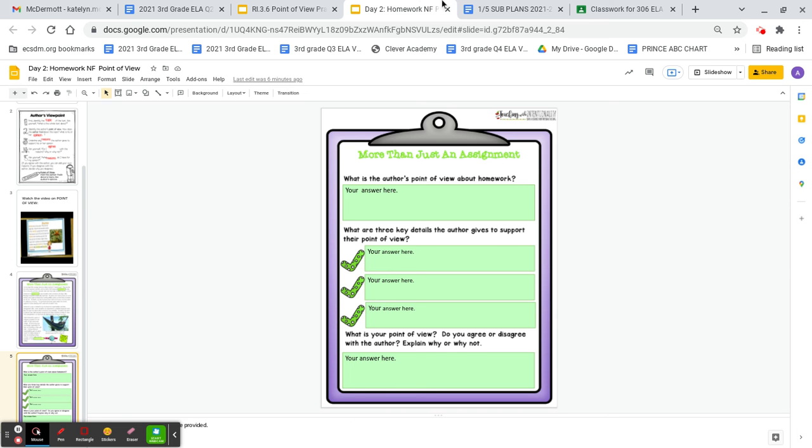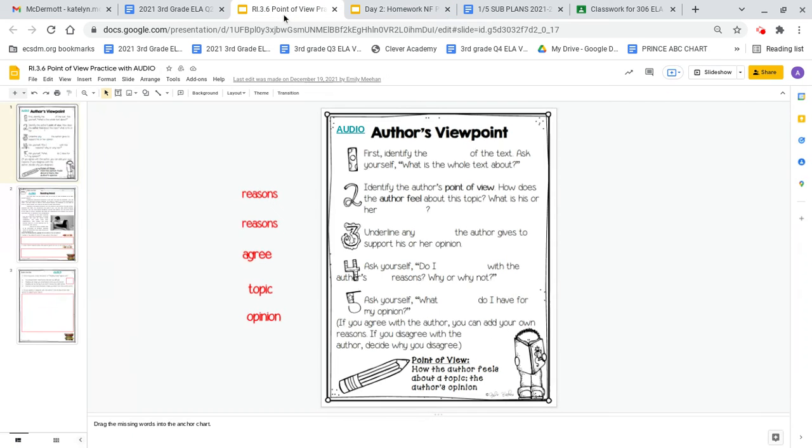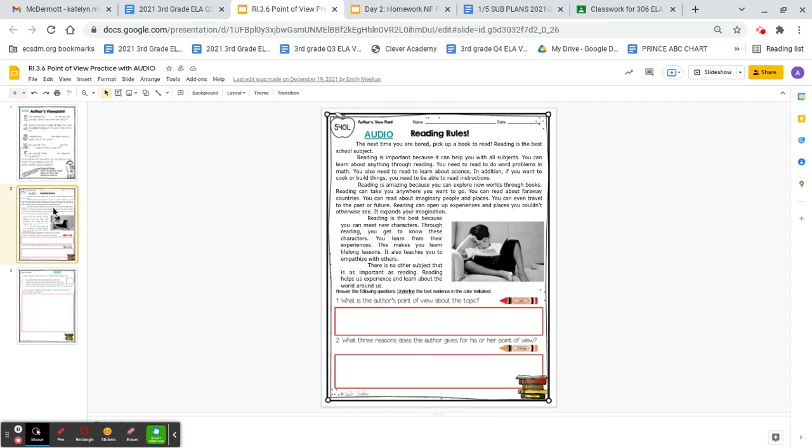So what you're going to do today is you are going to go into your activity, your student practice. Everything is read aloud to you already. You just have to hit the audio button, and you are going to read an article very similarly to what we did yesterday. Okay, so you're going to read reading rules. It's read aloud to you here. And what you're going to do is you're going to talk about what is the author's point of view about the topic. So how does the author feel?